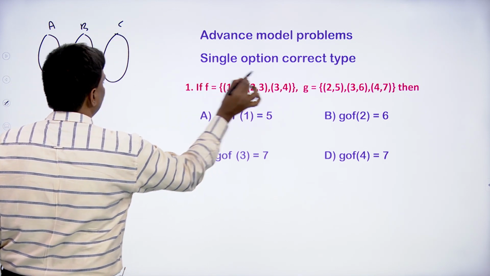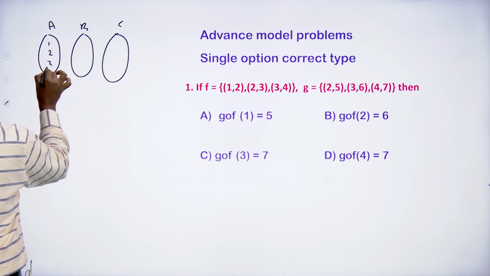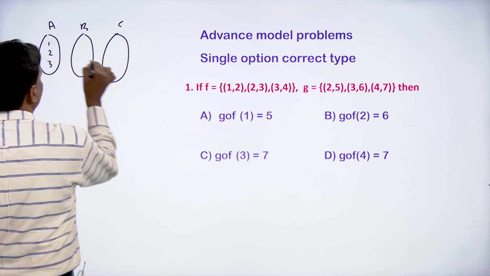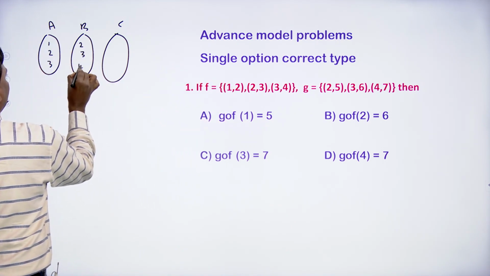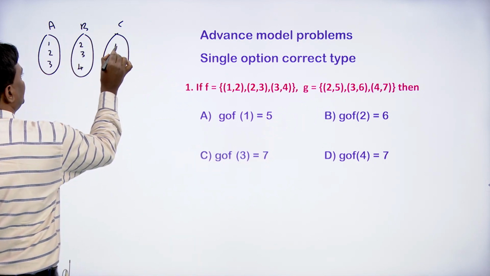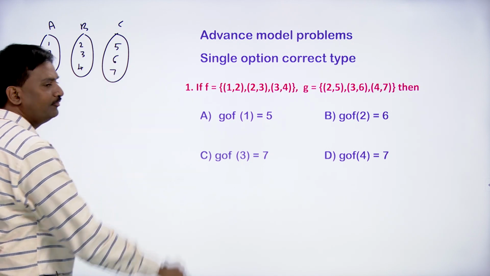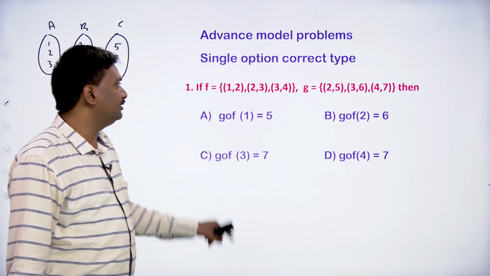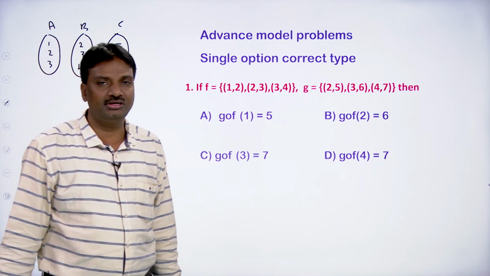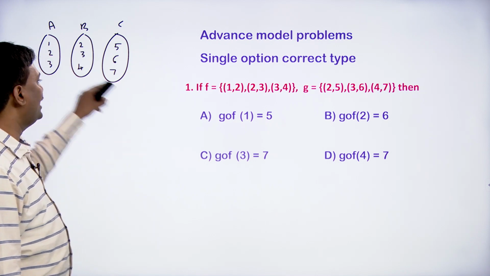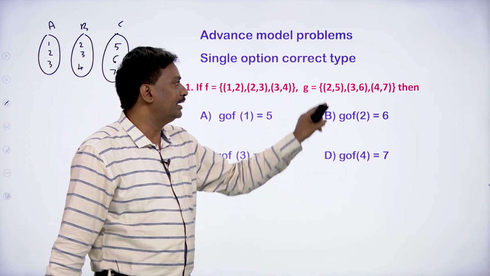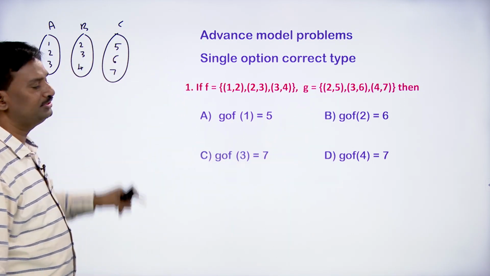For f, the first elements are 1, 2, 3, so this is the domain. For g, we have 2, 3, 4. Let us take the elements of B as 2, 3, 4, and the elements of C as 5, 6, 7. With respect to the given two functions f and g, I am considering the three sets A, B, C, taking the elements of A as 1, 2, 3, the elements of B as 2, 3, 4, and the elements of C as 5, 6, 7.